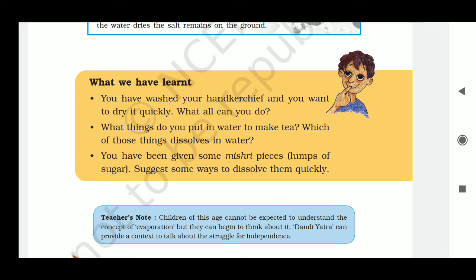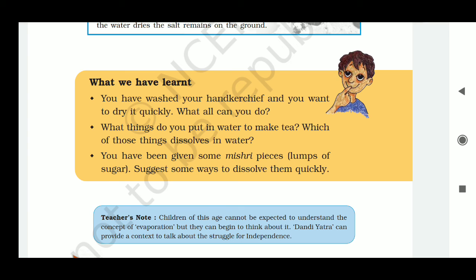So the heat provided by the sun will help us to dry up our handkerchief, a wet handkerchief. It is a process of evaporation, and during this evaporation, the heat provided by the sun will convert the liquid form of water into vapor.